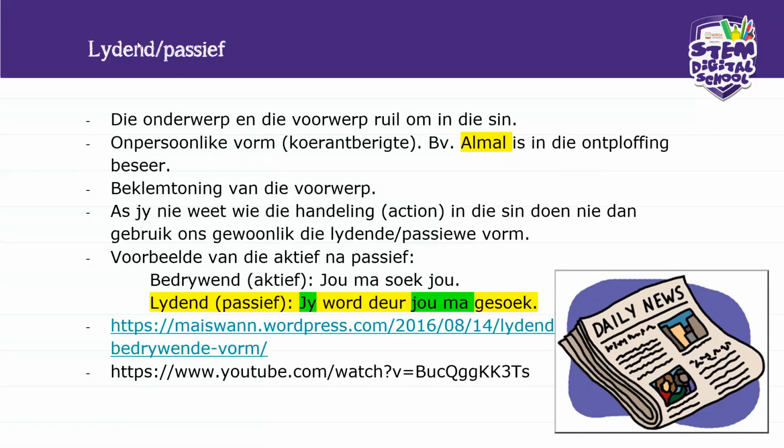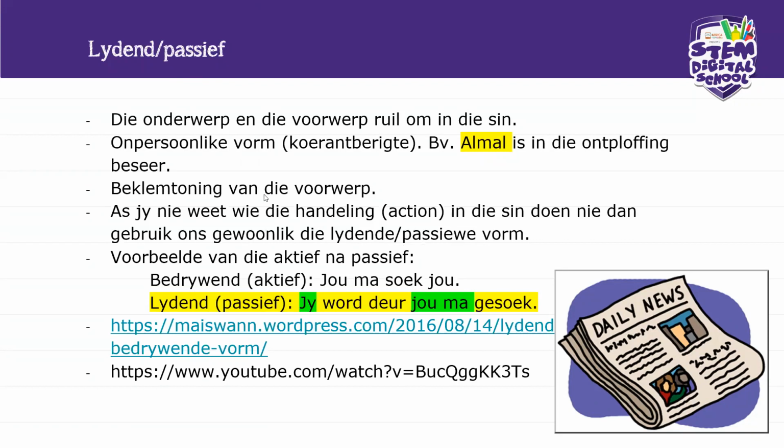When we use the lydende vorm, we also use it sometimes to emphasize the voorwerp, in other words, the object. And then as jy nie weet wie die handeling of action in die sin doen nie, dan gebruik ons gewoonlik die lydende of passiewe vorm. In English, if you read a sentence and you're not sure who actually did the action, then we usually use the passive voice.